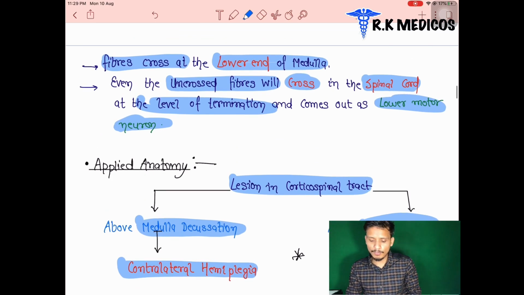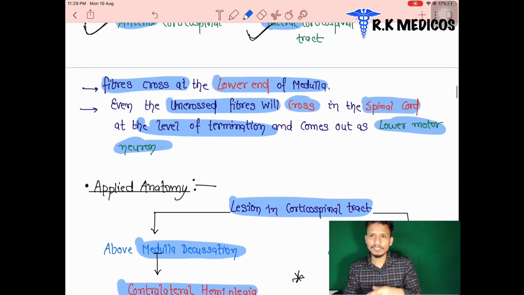So that is all about the spinal cord, part 3. In the next section we are going to see the ascending tract.